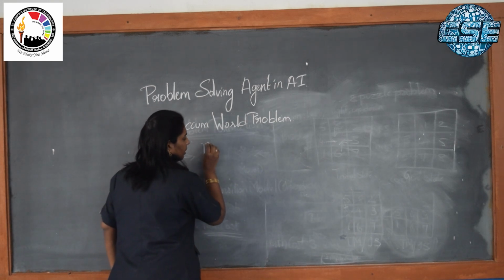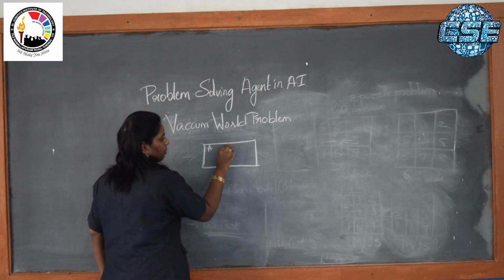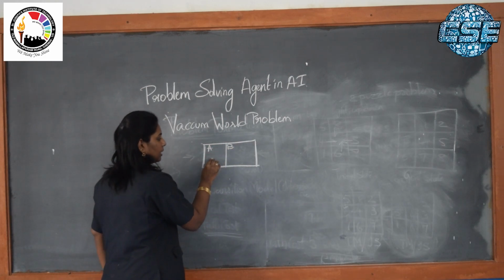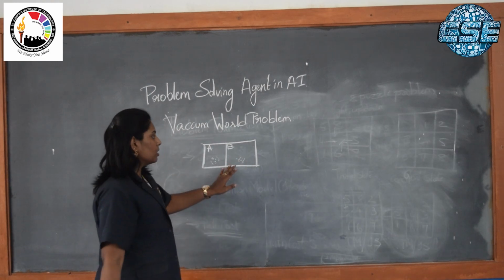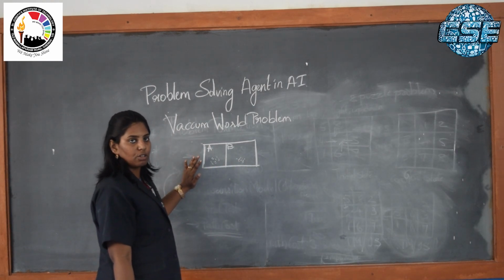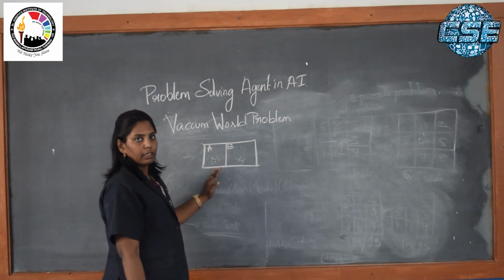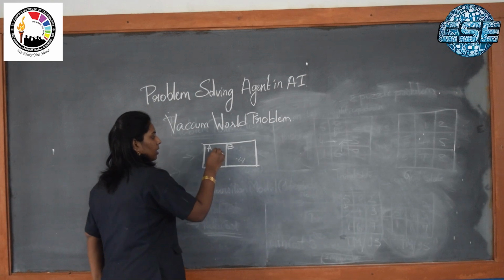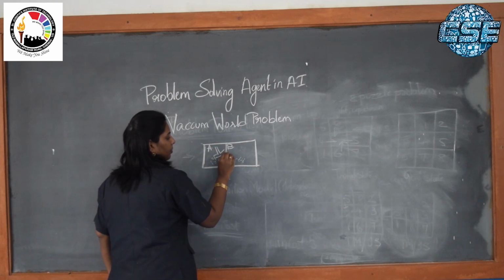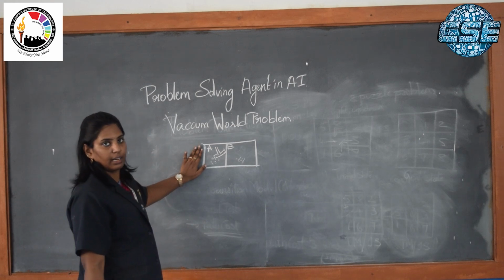So this is my problem. I have both room A and B, and we have some dirt inside A and dirt inside B. My final answer, my solution, should be that A and B should not have any dirt. So what are the possibilities in such a case, where both the rooms should be clean? Here I am applying a vacuum inside it, right? So this will be my initial state.